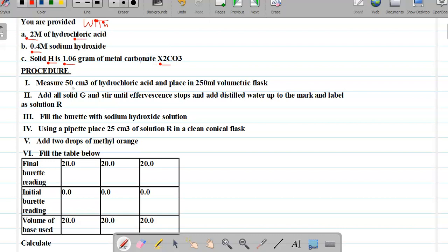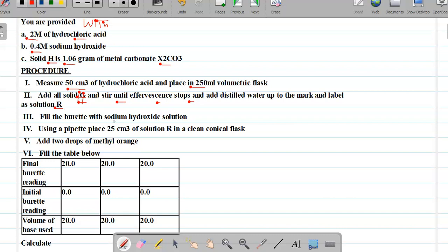Procedure: you measure 50 cm³ of the hydrochloric acid, then you place it in a 250 mL volumetric flask. Then you add all of solid H, and you stir until effervescence stops. Then you add distilled water up to the mark. Then you label it as solution R. You have prepared a new solution.